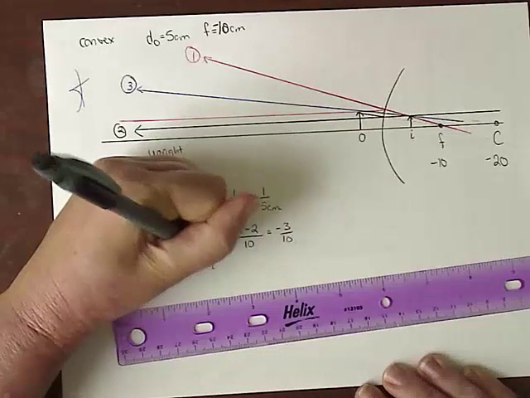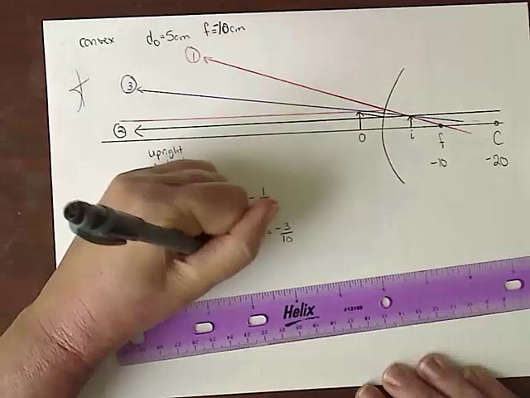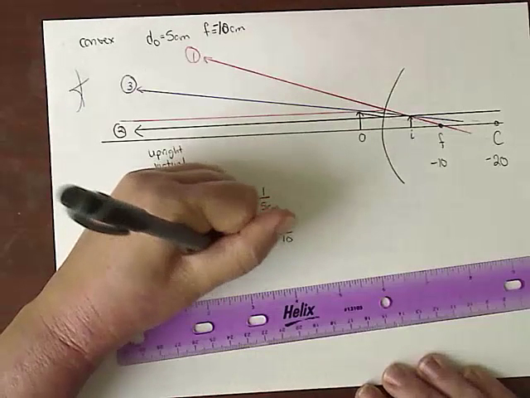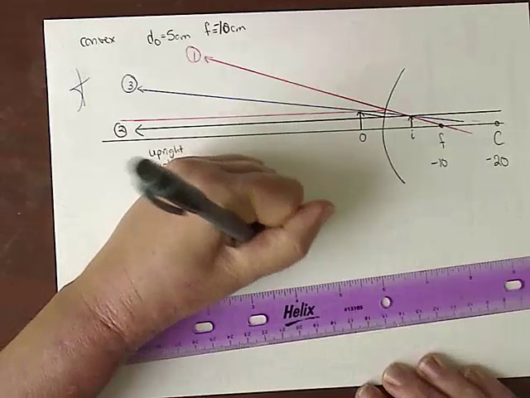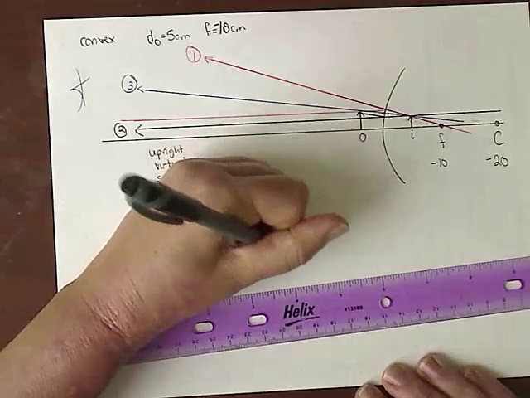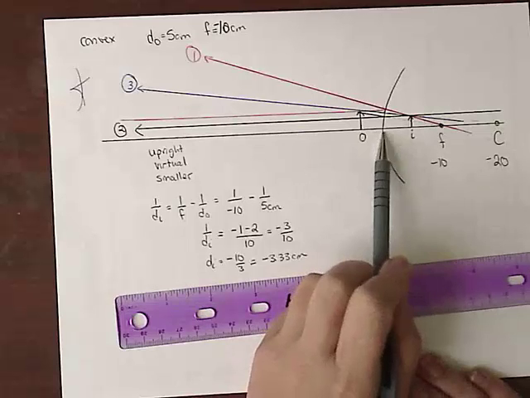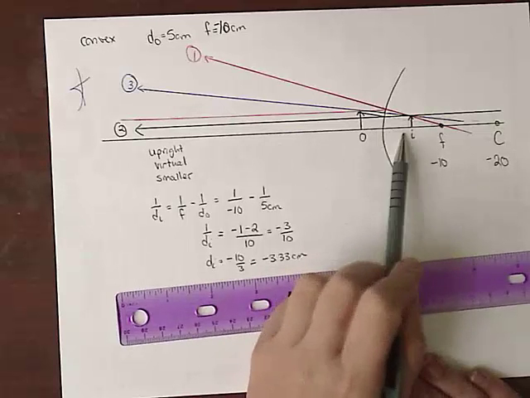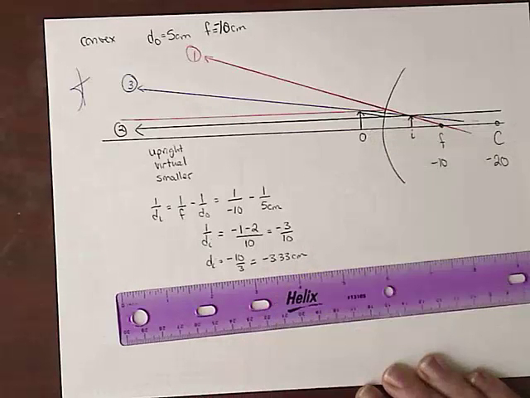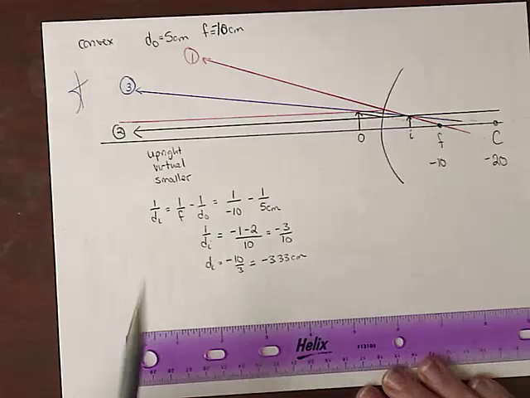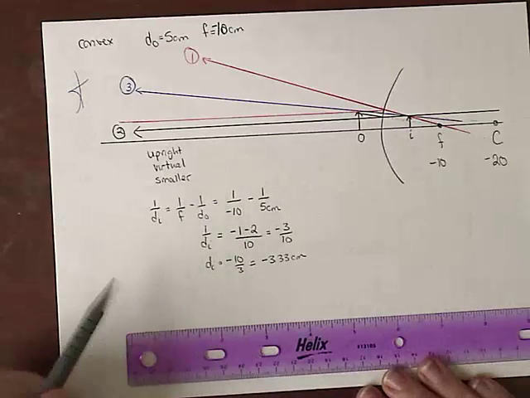So di is equal to minus 10 over 3, or minus 3.33 centimeters. Okay, so remember, this distance here was 5 centimeters. This should be about 3. So it looks like it didn't come out exactly right because we didn't measure things exactly as we did it. But it's enough to tell us that it should be upright, virtual, and smaller.